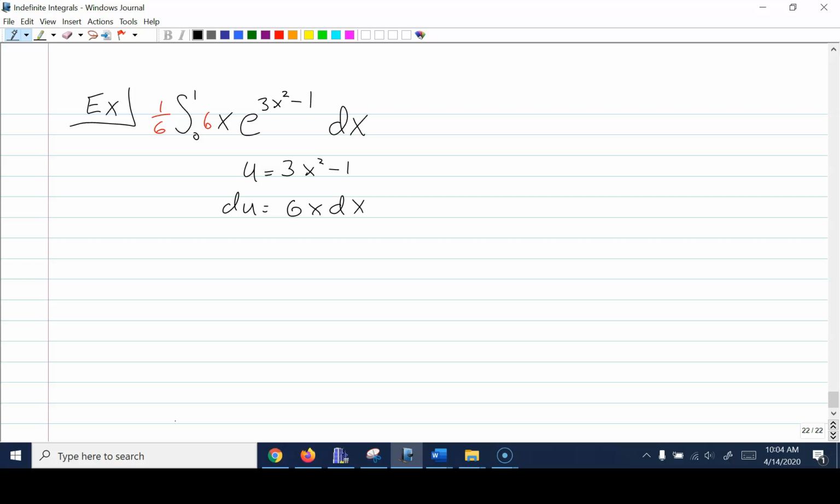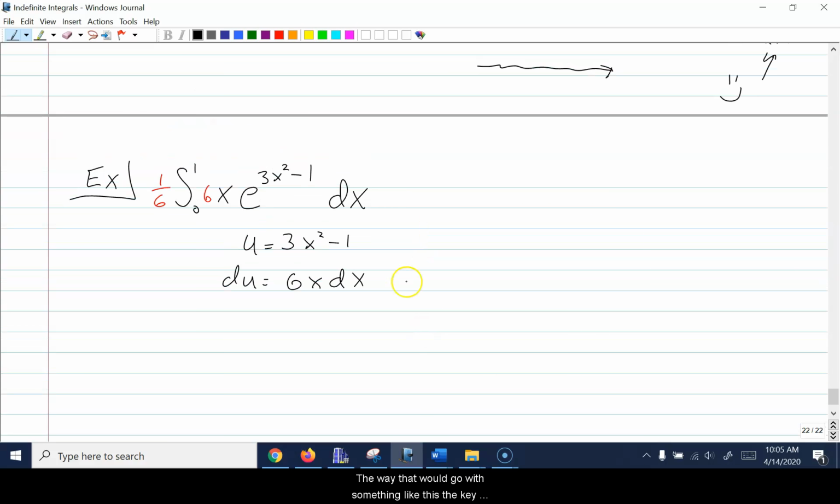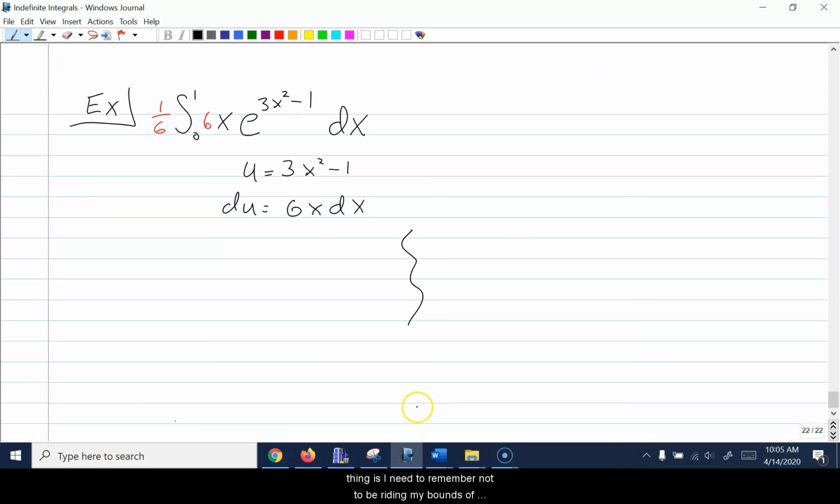I can. If I do, the way that would go is something like this. The key thing is I need to remember not to be writing my bounds of integration along the way. So u becomes that becomes u. 6x dx all becomes du. I have an integral symbol and the 1/6 out front is still there. And I'm not putting the bounds of integration.